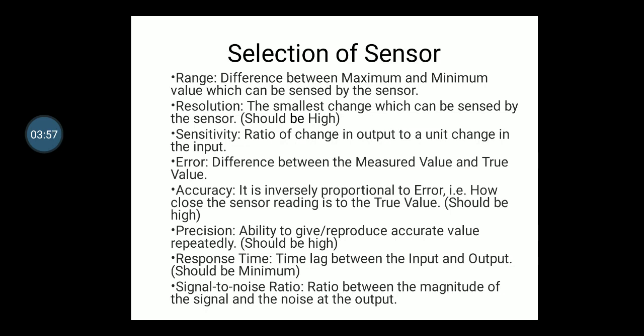Resolution, right? What do you mean by resolution? The smallest change which can be sensed by the sensor, right? Let's take the example of the weighing machine only. The weighing machine in the jewelry shop will detect a change of 0.1 gram, even 0.01 gram, right? Why? Because gold is very costly. So in that case the resolution should be very high, right?